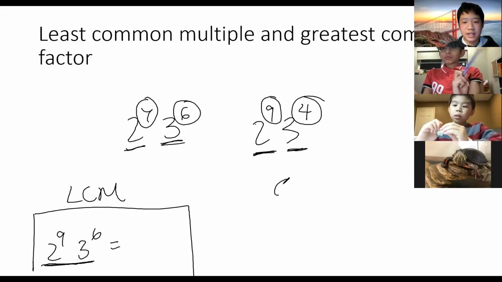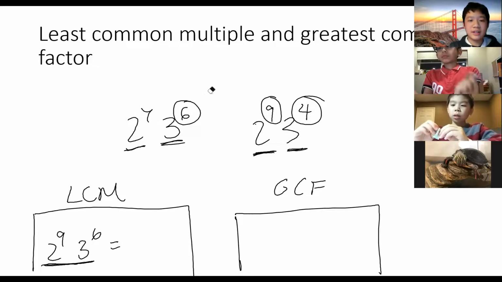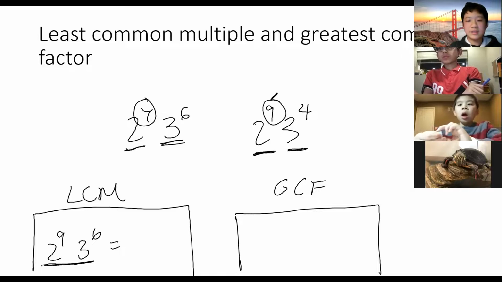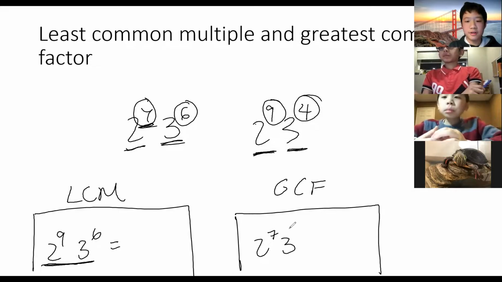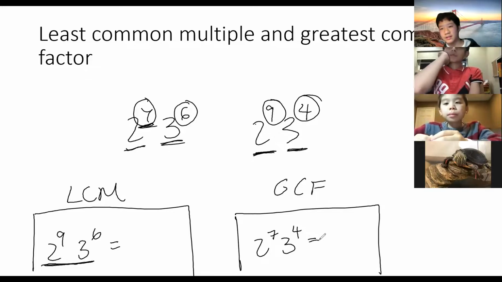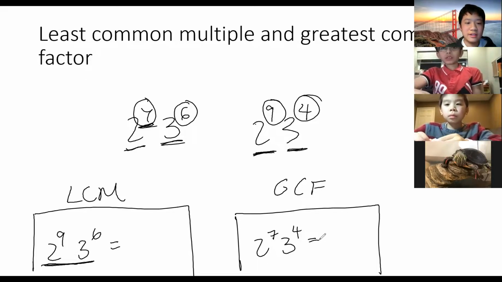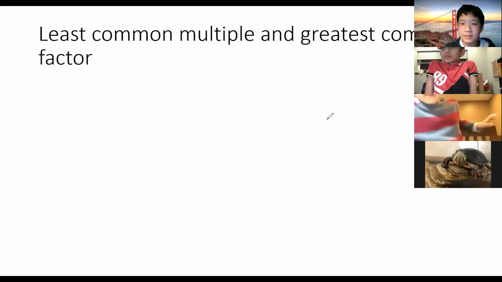Okay, and for GCF, if I wanted to find the GCF of these, then instead of taking the larger one, I'll take the smaller one. I have a 7 and a 9. I'm going to take the 7 for greatest common factor. And for 6 and 4, I'm going to take 4. So this is our greatest common factor. This is a quick and easy way to find the least common multiple and greatest common factor of really big numbers like these, right? I don't know what these are. I don't think you know what these are. Okay? Let's do some problems with these.